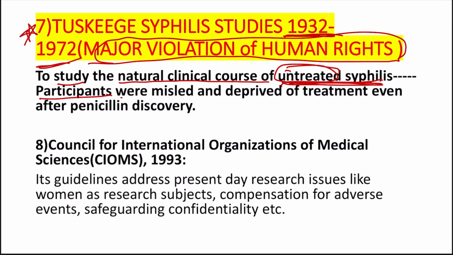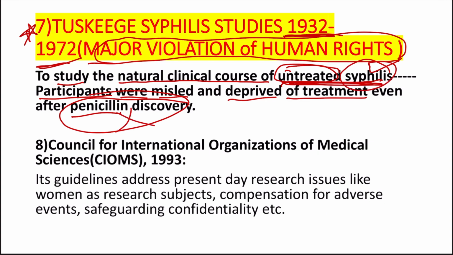Participants were misled and they were deprived of the treatment which already existed for syphilis, that is penicillin, because by that time the penicillin discovery was done, but still the individuals who had syphilis were not provided penicillin. This was to see the course of untreated syphilis. So it is a major violation of human rights. They were not provided the treatment which was available at that point of time.